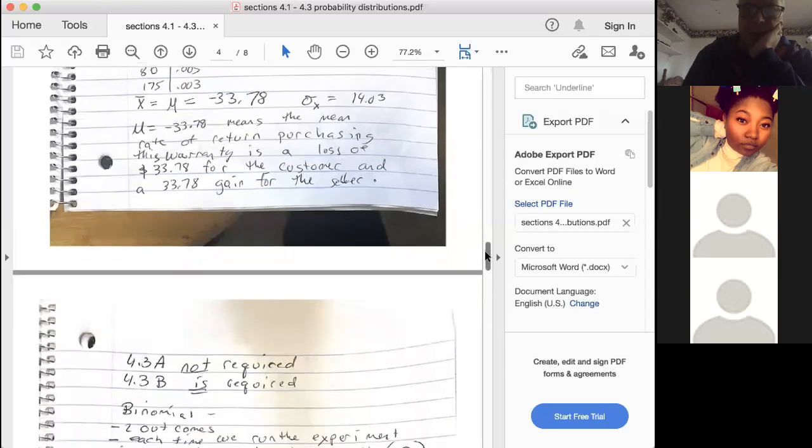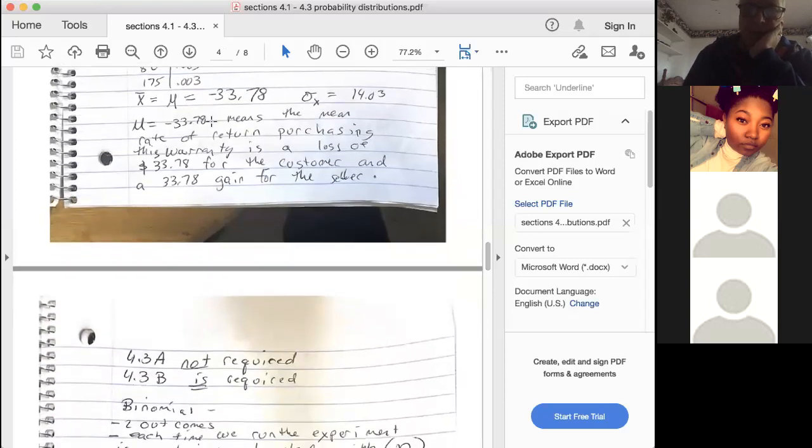So what does the mean of minus 33.78 mean? The mean rate of return when purchasing this warranty is a loss of $33.78 for the customer. So every customer who purchases this extended warranty, on average, is going to lose $33.78. Conversely, the company that sells it to you gains $33.78. Any questions about that?